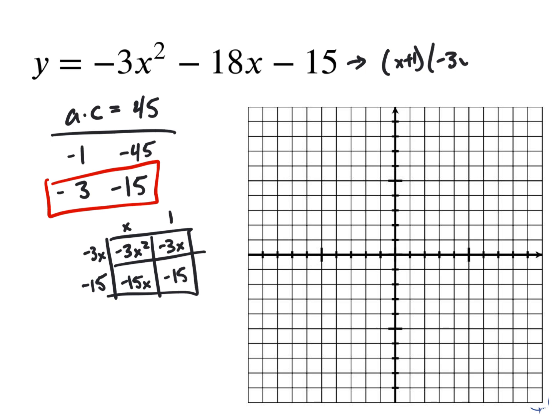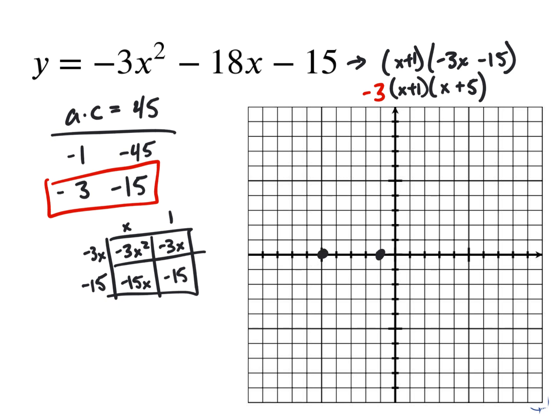Negative 3x minus 15. Now, this is another time where it's not exactly in the form that we're used to, because there's a negative 3x on that last term. So I'm going to factor out the negative 3 and put it on the front. And so now I have that intercept form, which is that I've got a scale factor of negative 3, an x-intercept at negative 1, and an x-intercept at negative 5.